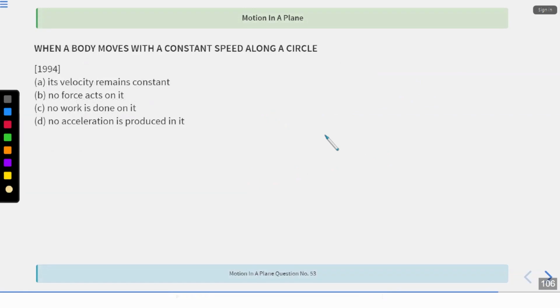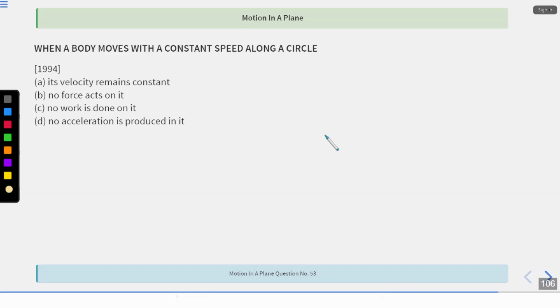When a body moves with a constant speed along a circle, its velocity remains constant, no force acts on it, no work is done on it, no acceleration is produced. So the first option A is wrong because the velocity changes. Speed might remain constant but not velocity. Option B, no force acts on it. That's wrong because there is centripetal force. So that is wrong.